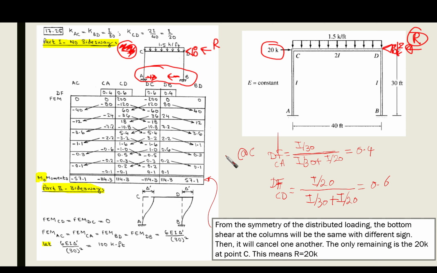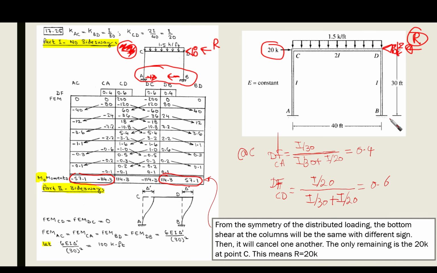No need to make a deep analysis for column AC and column BD and see what is the shear at the bottom. You're going to find the shear at the bottom is going to be the same with different signs. Okay, look here, this is the moment for member AC, top and bottom. They are exactly the same for the moment of column BD. But what you can notice here, that this is negative, this is positive. Consequently, they are having the same length.